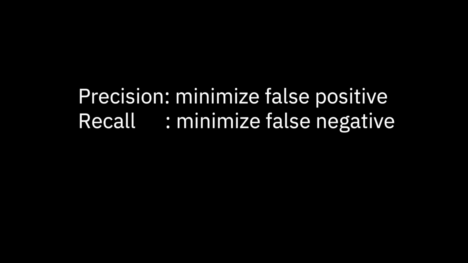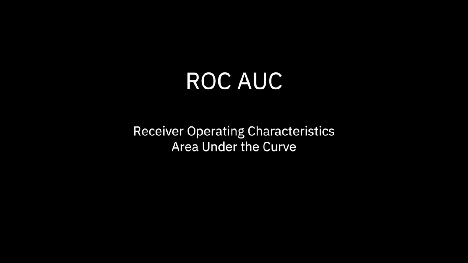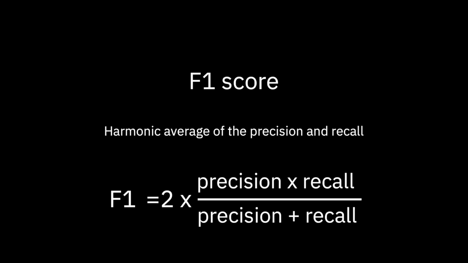There are a few other popular evaluation algorithms available for classification models. One of them is called ROC-AUC, which measures how well a feature can distinguish between two groups. Another one is the F1 score, which uses both precision and recall for its calculation.